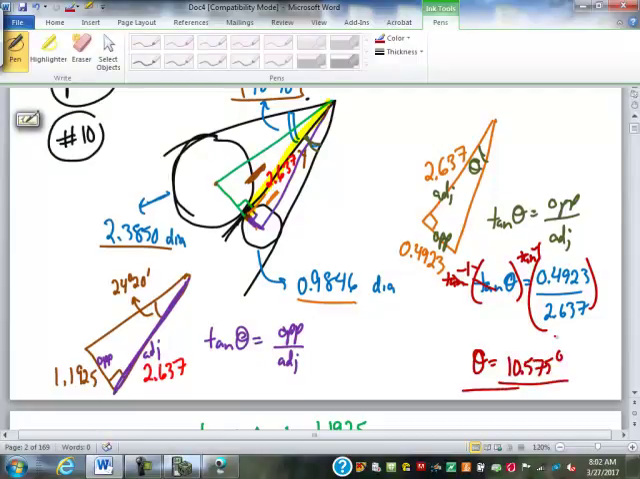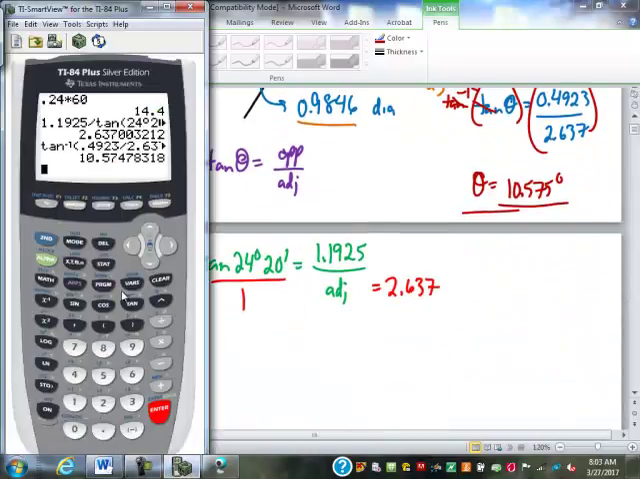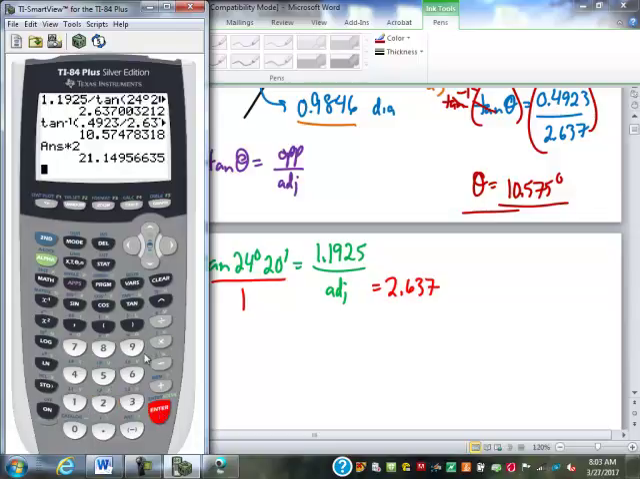We know that y is double that because what we found was this angle. Takes two of them to make y. So I'm going to multiply that by 2. I'm going to keep it in my calculator without clearing it, and I'm just going to multiply that by 2 so I don't get a second round off error. So 21.149.